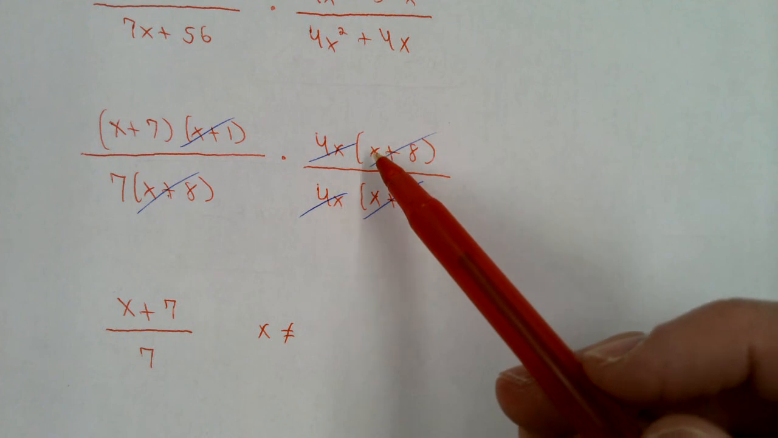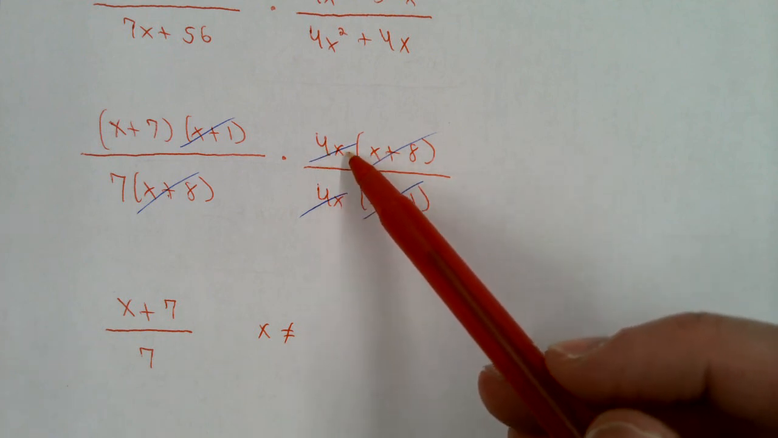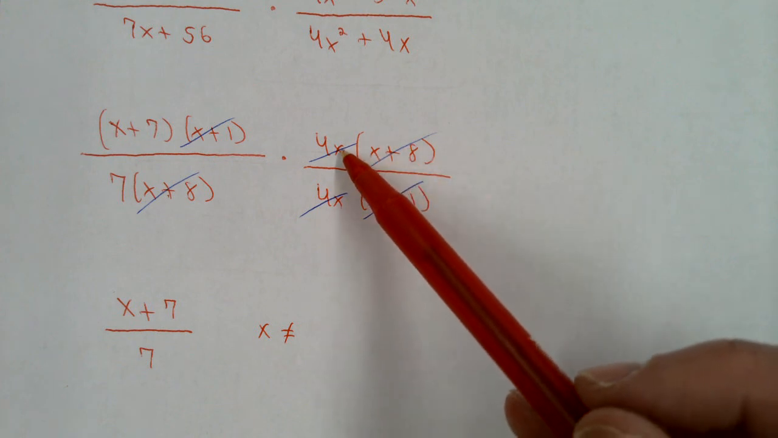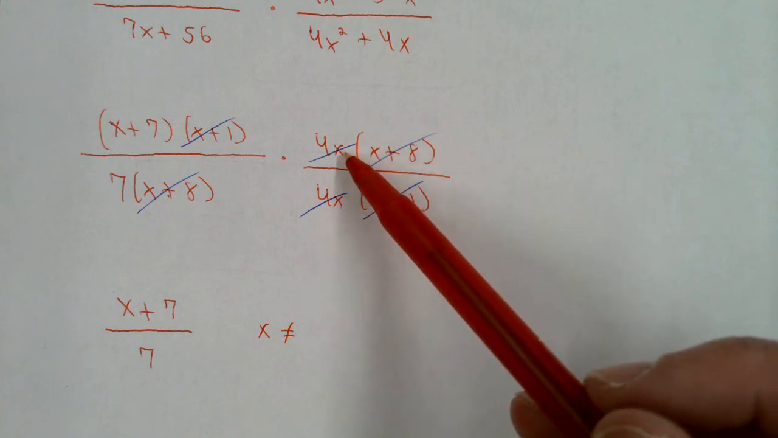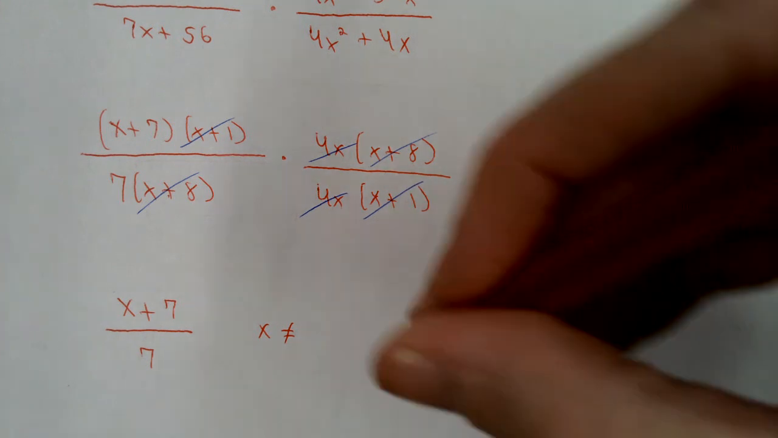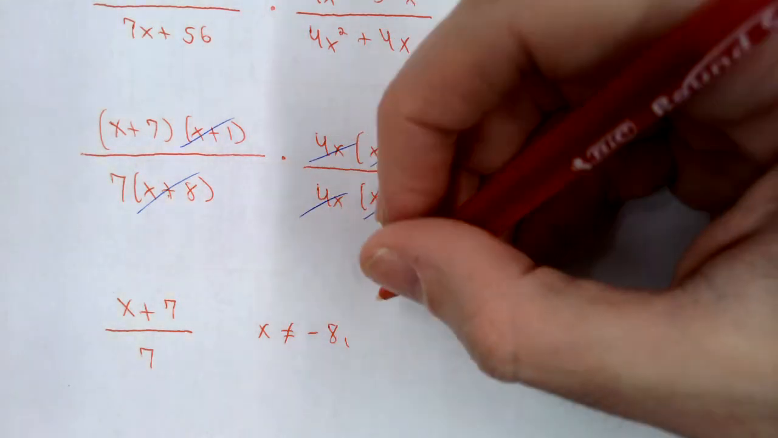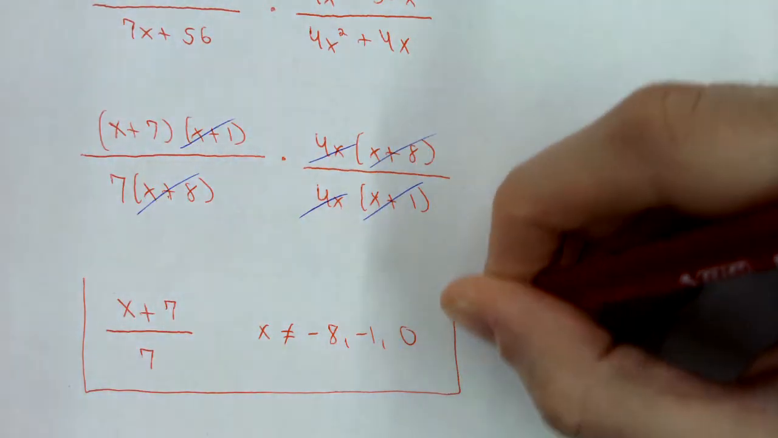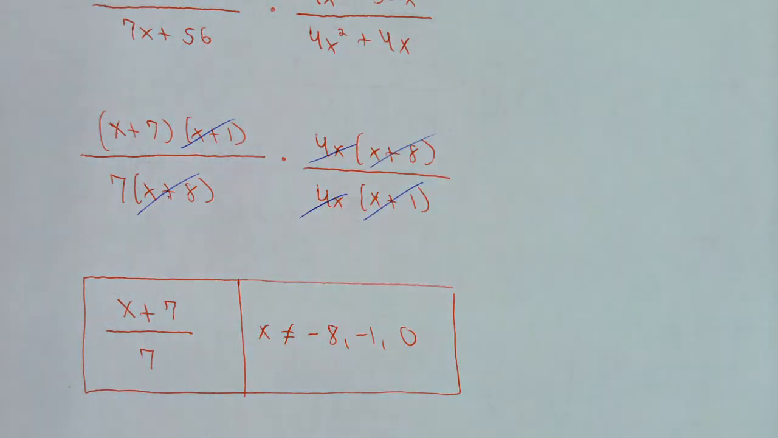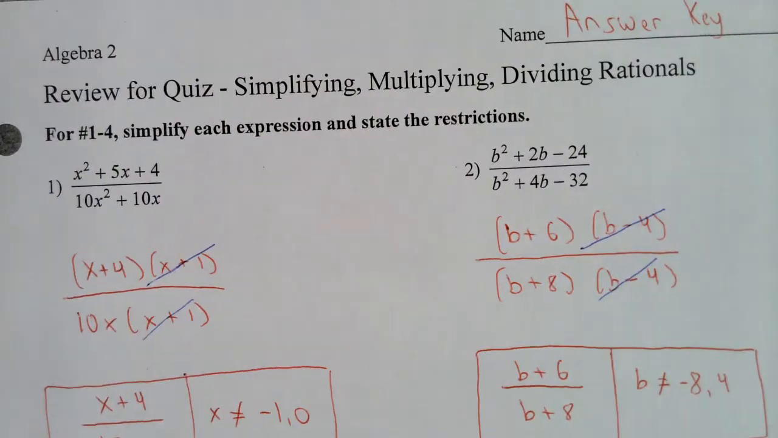And don't forget about the original denominator, which is this one right here. This was the original denominator. X cannot be 0. We already have that one from earlier. And we already have x cannot be negative 8. So that's fine. So the restrictions will be x cannot be negative 8, negative 1, and 0. Okay. And that's the end of the quiz review on simplifying, multiplying, and dividing rational expressions.